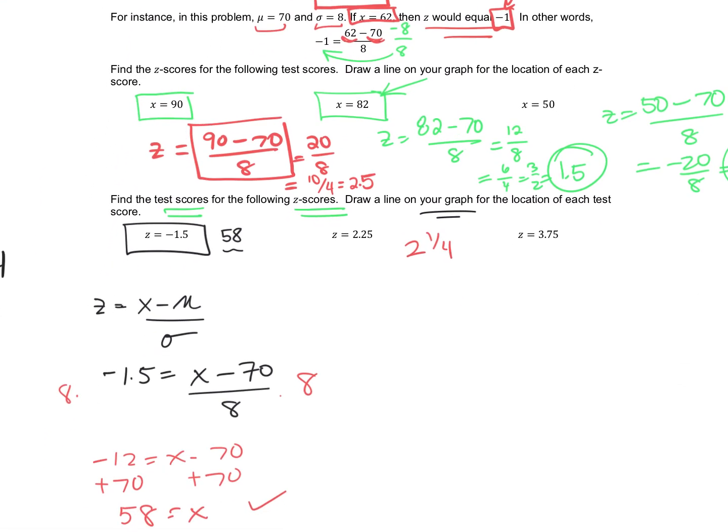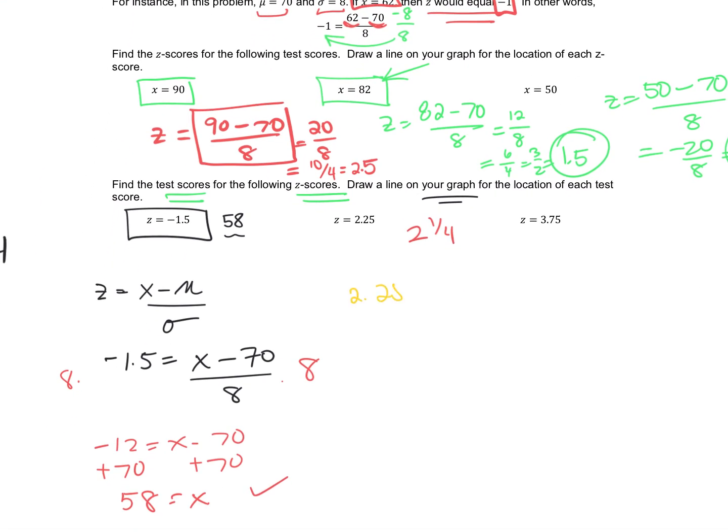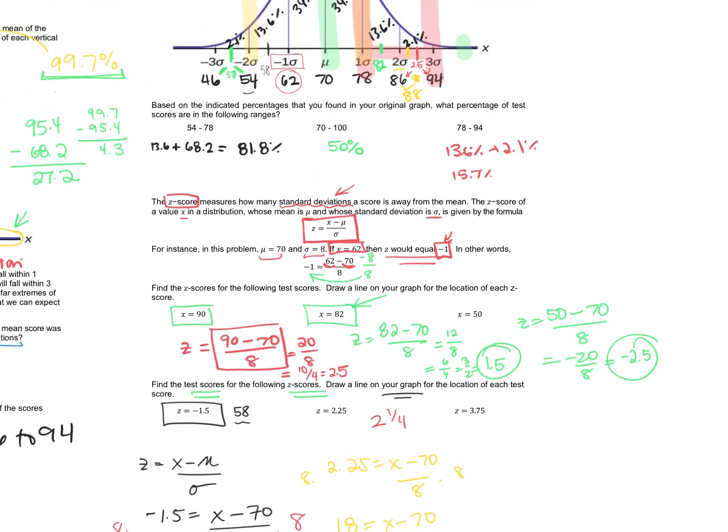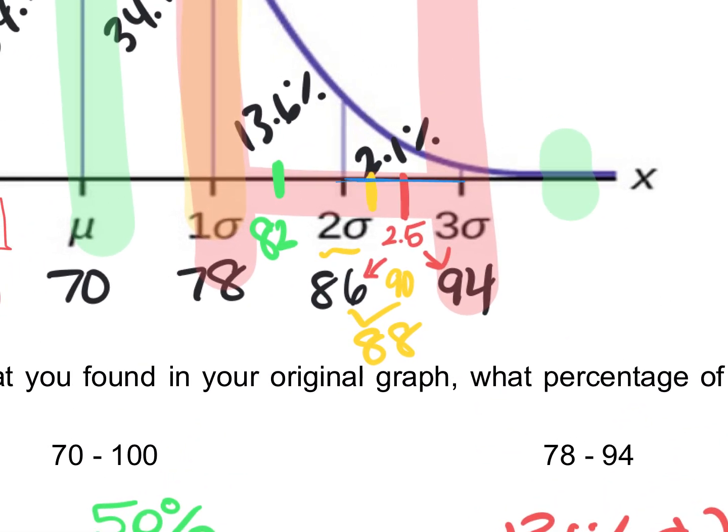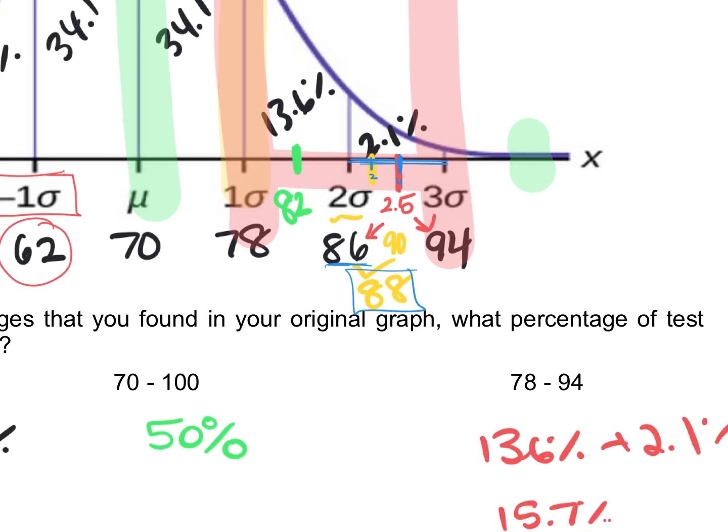So let's check again with our formula. 2.25 is equal to x minus 70 over 8. So 2.25 times 8 on both sides, we're going to get 18 equals x minus 70. Add the 70 to both sides, and we get the 88 that we had seen just by thinking about dividing that, because we know that our whole standard deviation is 8, so halfway would be 4, and half of that is 2, so that's how it was counting to see 88 was 2 away from 86.